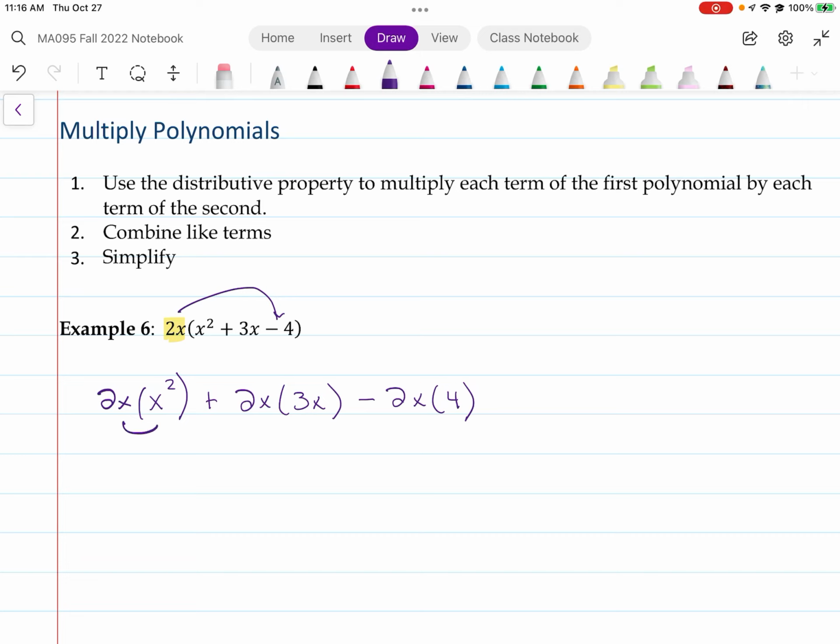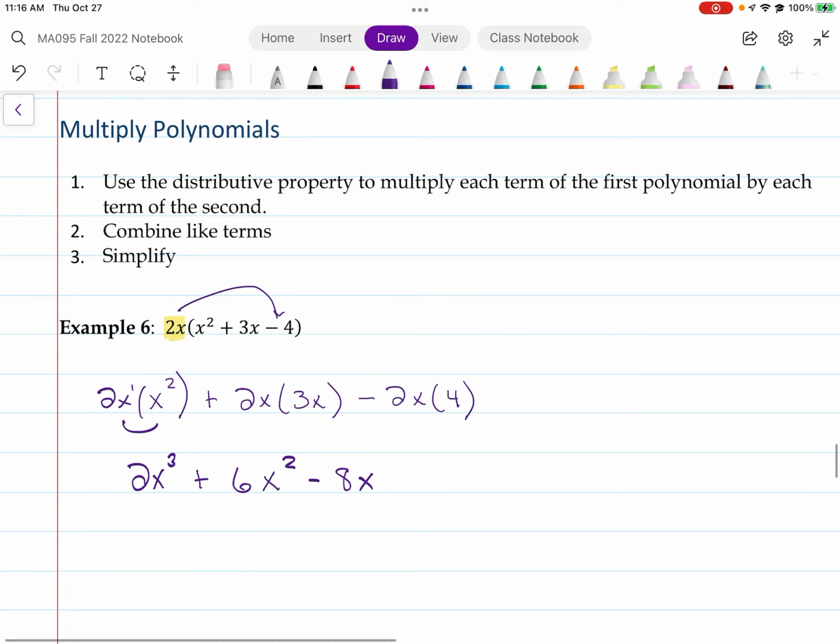All right, so now we're going to combine these two, and we get 2x cubed. So remember the exponent rules, right? We're going to multiply those two, and we get cubed. Plus, now we're going to multiply the two numbers and get 6. Multiply the two x's, and we get x squared. And then we get minus 2x times 4. That just becomes 8x. Okay, so double check everything, which I'm doing right now. And it looks good. Check signs especially.